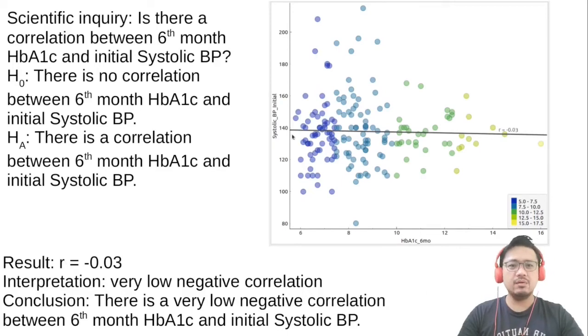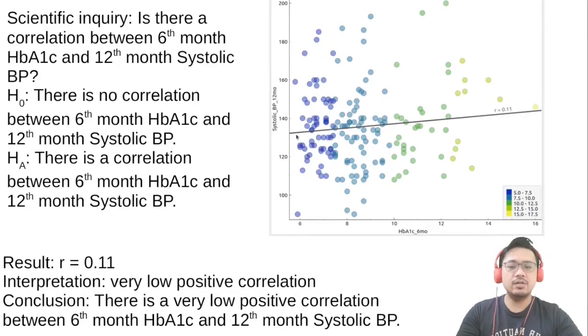The coefficient that we got is 0.03. We interpret this as a very low negative correlation. As you can see, the regression line is almost horizontal. Between 6-month and 12-month systolic blood pressure, we can see that the regression line is going up and the resulting coefficient is 0.11, which means that there is a very low positive correlation.